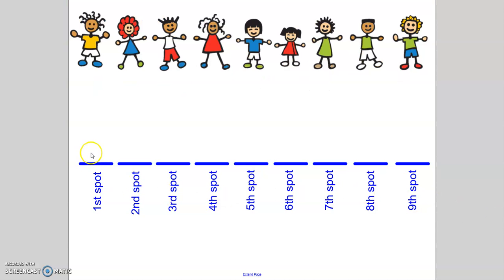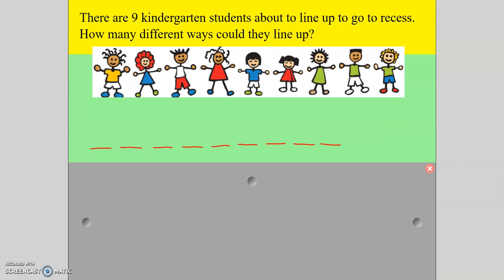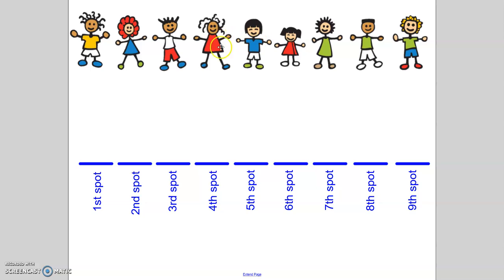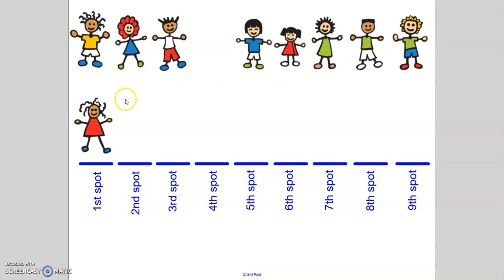So I'm going to start with this first spot. So how many different ways are there to fill that first spot? Well, there were 9 students, so there are 9 different ways that I could fill that first spot. So it's any one of those 9 people, so I would put a 9 there. But then once I fill that spot, so let's say this person is in the first spot in line, to fill the second spot, you can see that there are only 8 choices remaining. I can choose any one of these 8 remaining people.